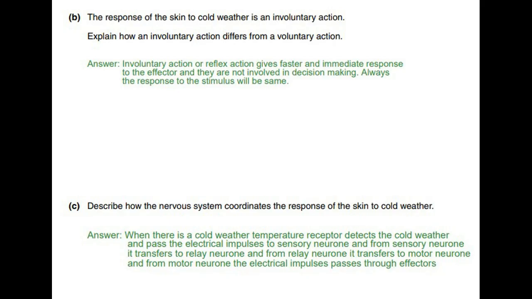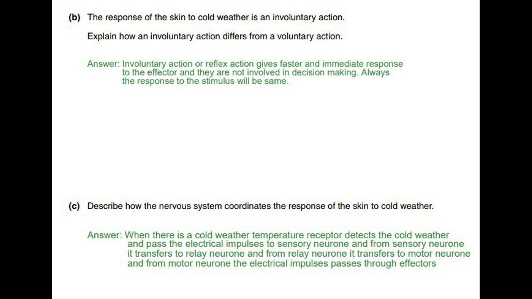The response of the skin to cold weather is an involuntary action. Explain how an involuntary action differs from voluntary action. Answer: involuntary action or reflex action gives a faster and immediate response to the effector, and it is not involved in decision making. The response to the stimulus will always be the same.